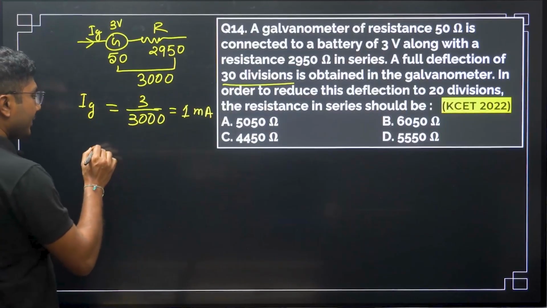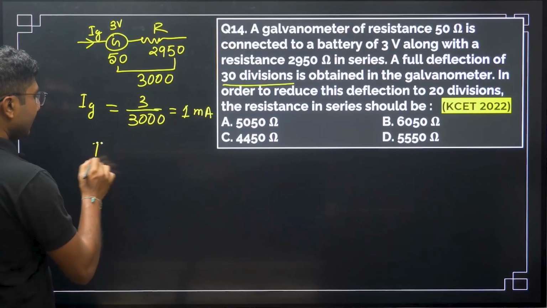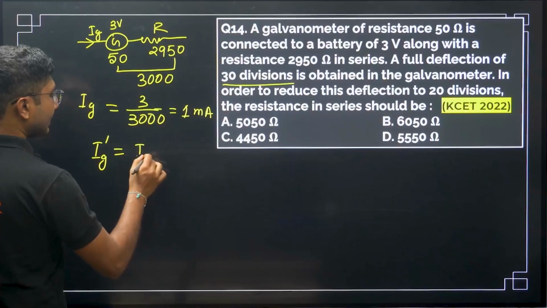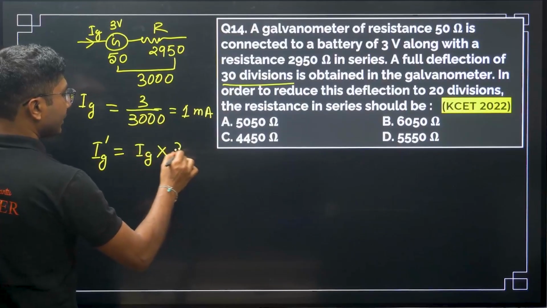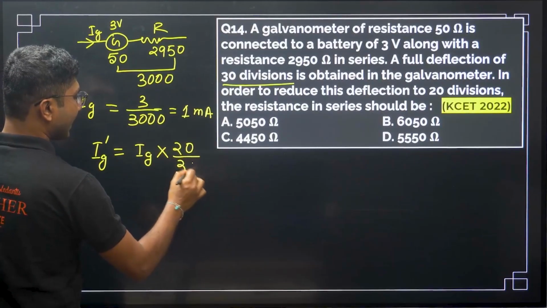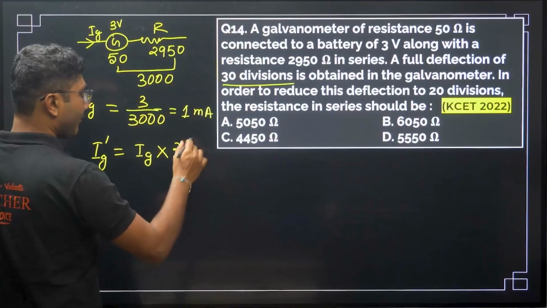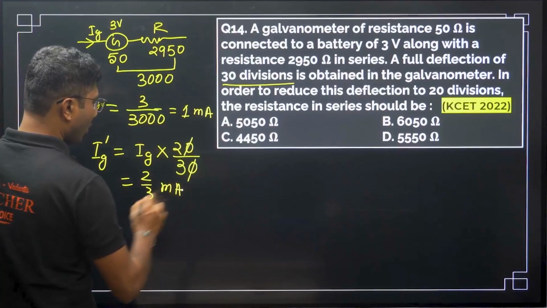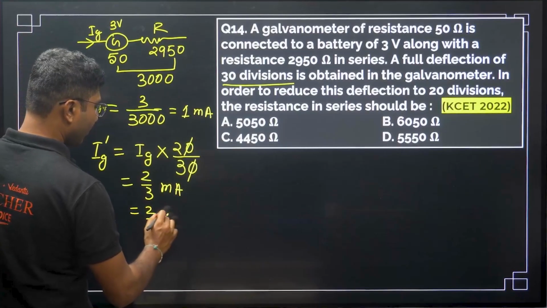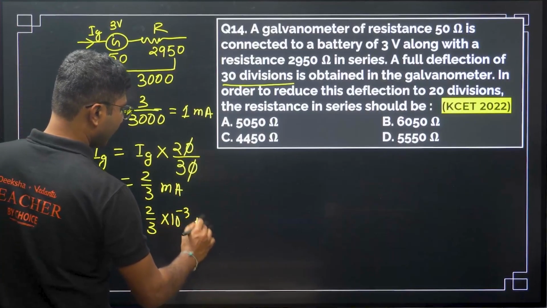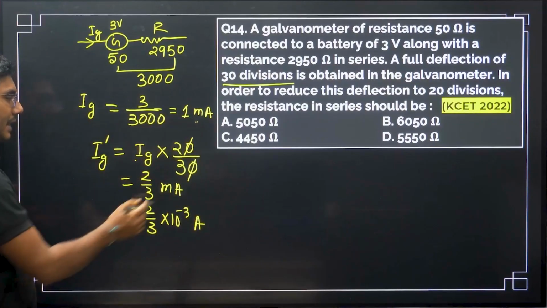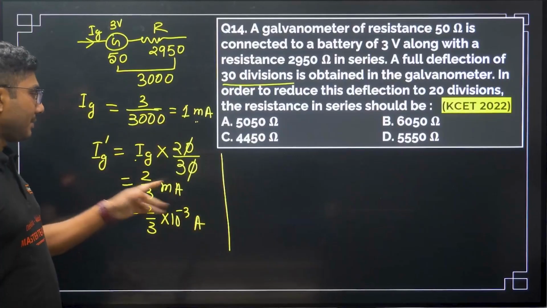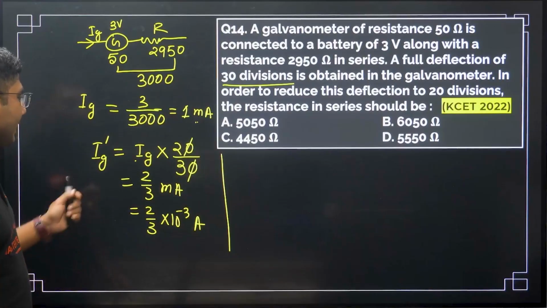So what will be the new Ig? The new Ig will be whatever Ig you had, multiplied by the number of divisions you are expecting. So it will be 2 by 3 milliampere, or 2 by 3 into 10 to the power of minus 3 ampere. Ig is 1 milliampere, that's why 2 by 3 milliampere. So Ig dash we have calculated.